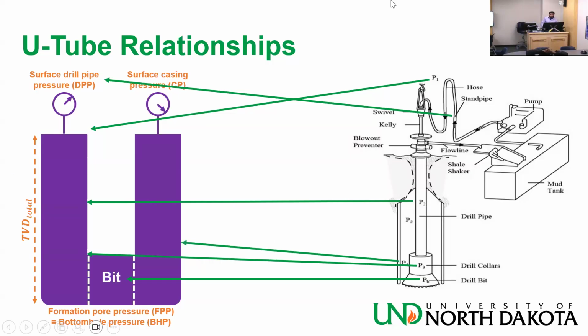And then the other way, I go through the annulus between the drill collars and the borehole. It's a tight squeeze there. I lose hydrostatic pressure because I'm going shallower and shallower, but I also lose pressure because of friction at the same time.